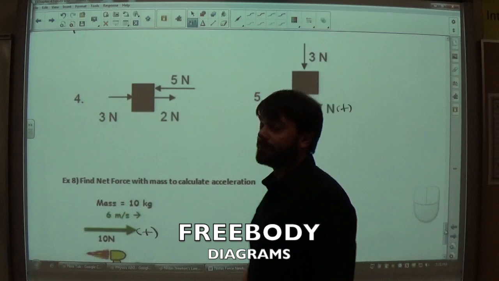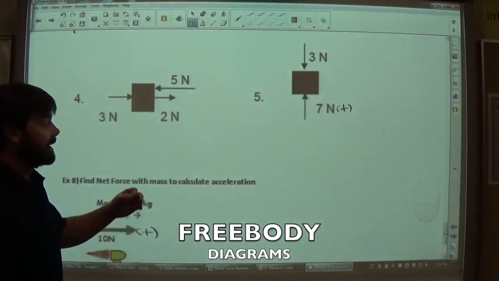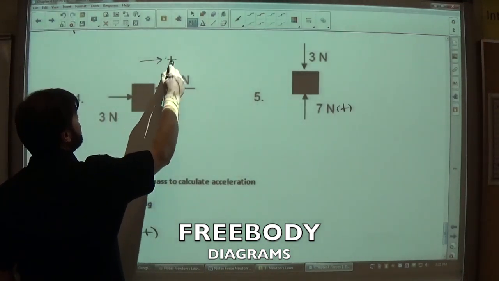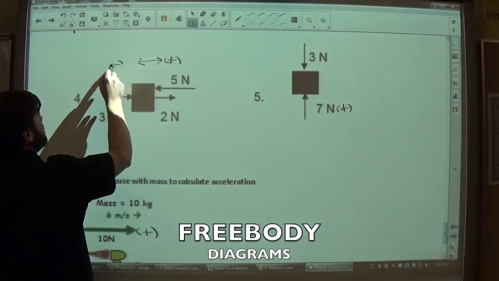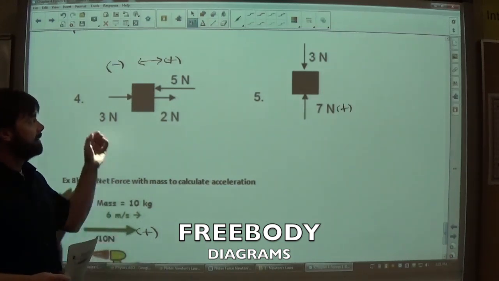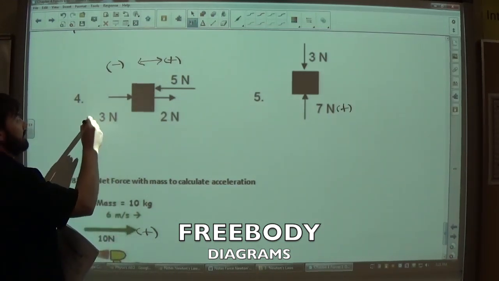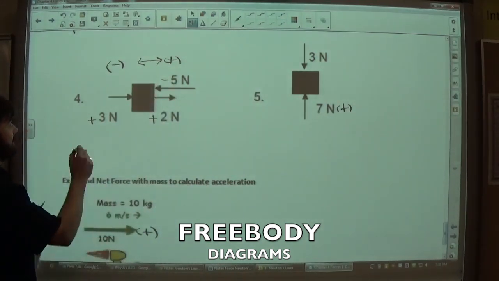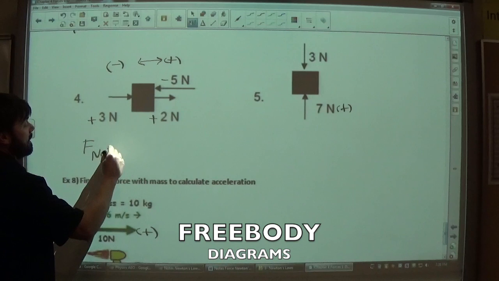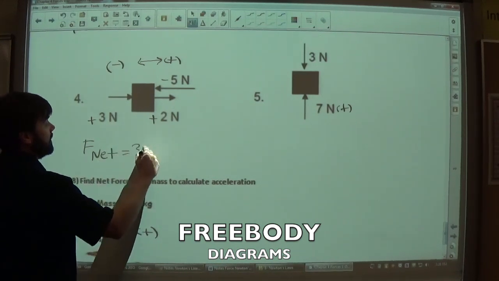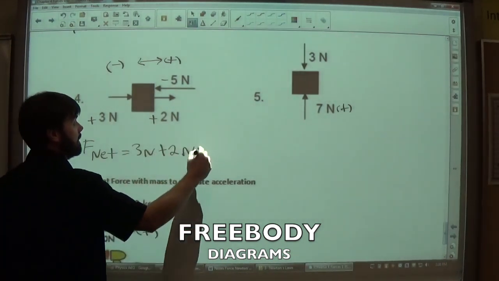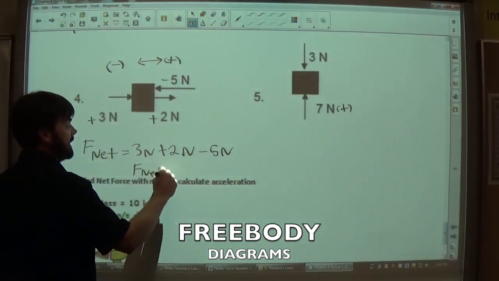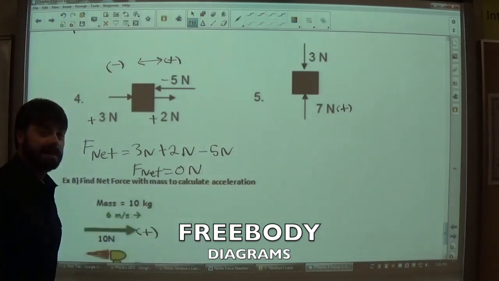For example 4, again there's three forces acting on the block. I'm going to consider to the right to be a positive force. I'm going to consider to the left to be a negative force. I have 2 forces going to the right, positive 3, positive 2. I got 1 force going to the left, which is negative, so I'm going to sum these forces up. Force net is equal to 3 newtons plus 2 newtons minus 5 newtons, which means that my net force for this is all going to cancel out, which means it's at 0 newtons.